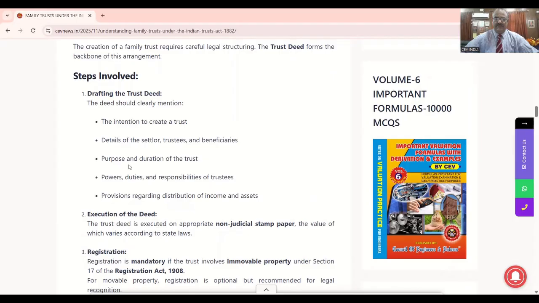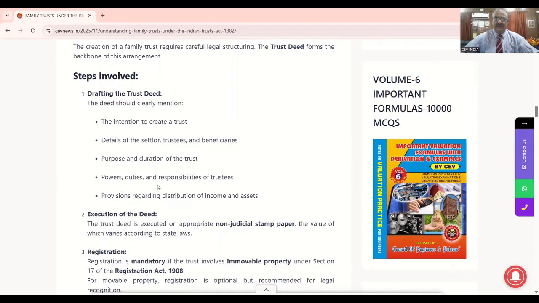Now, purpose and duration of the trust. That is a very important point. What are the purposes of creating the trust and what is the duration of the trust? कब तक ये ट्रस्ट वैलिड रहेगी, उसका टाइम पीरियड क्या है और कब तक ये रहेगी. It can be for lifetime, it can be for a specific period also.